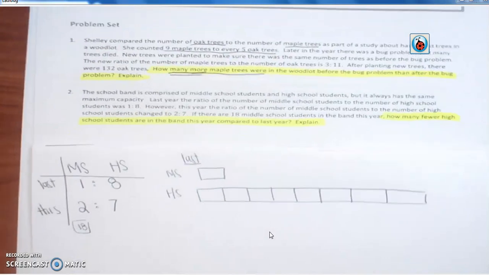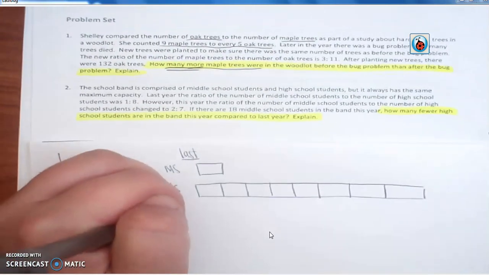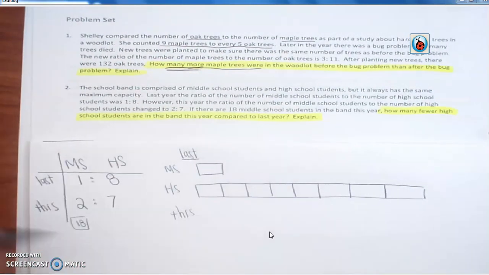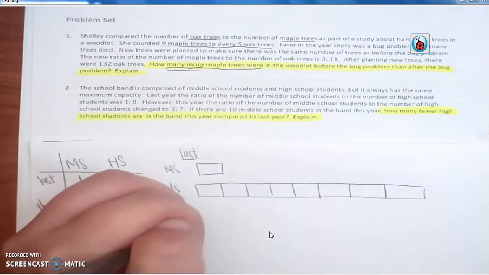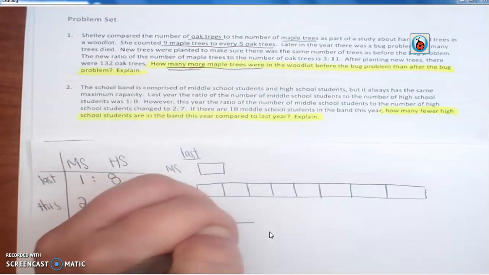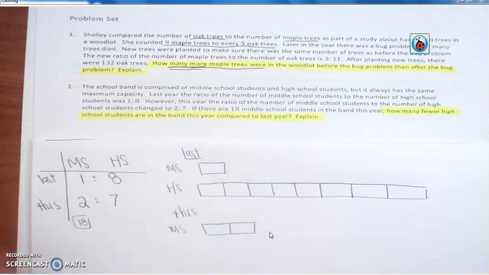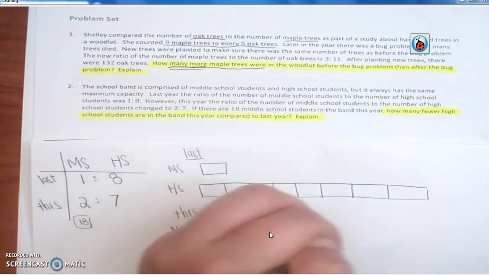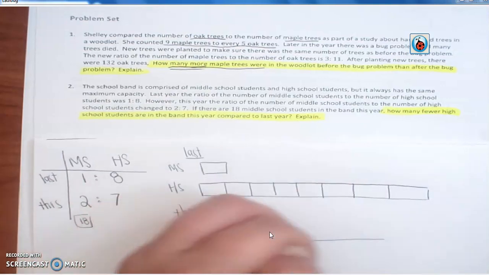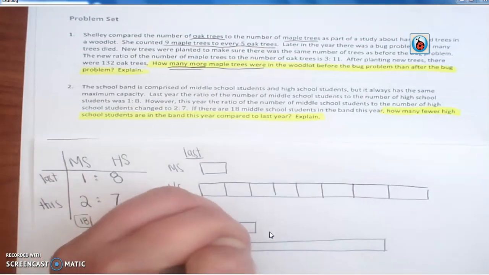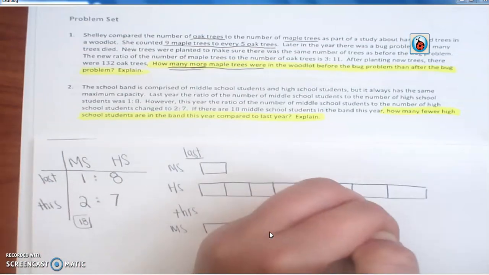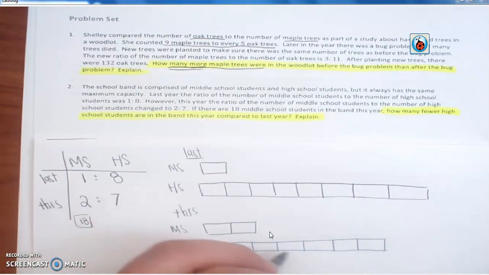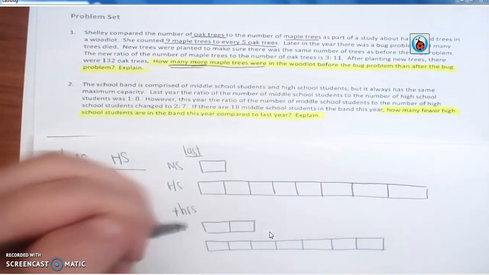That was last year. Okay, this year, I get 2 boxes for middle school because there were 2 to 7, and 7 high school. 1, 2, 3, 4, 5, 6, 7. Okay, so that's this year.